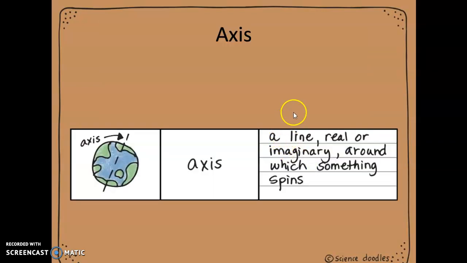Your next word is axis. And so you're going to add the word axis in the middle box. And then your definition is a line, real or imaginary, around which something spins. In the case of the Earth, it's an imaginary thing. We don't actually see it. You can't see it. But it is a real thing that the Earth spins on. You just can't see it. Pause here and add your information, and unpause the video when you're finished.